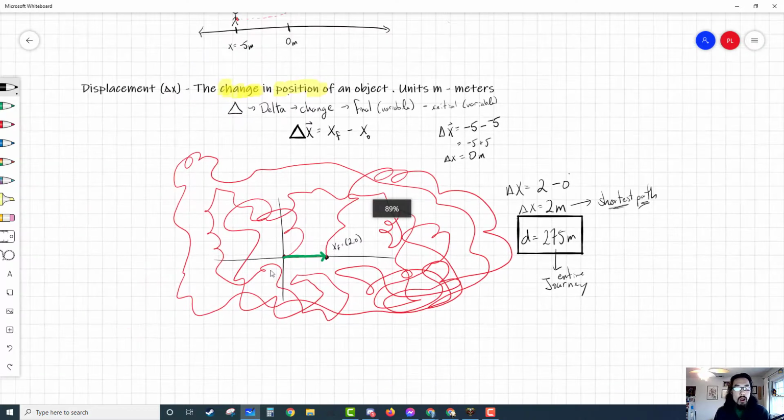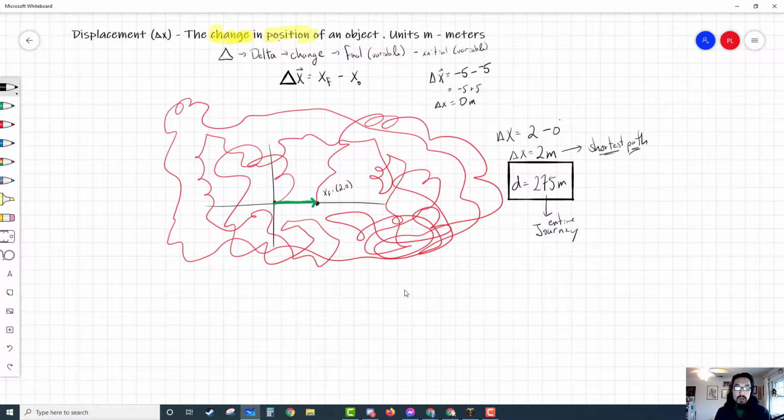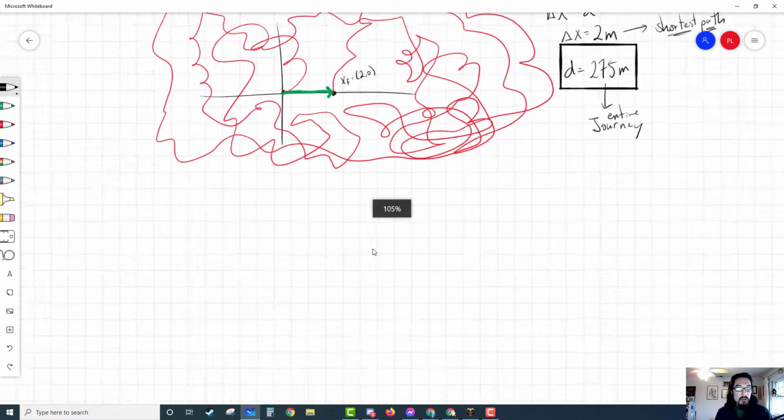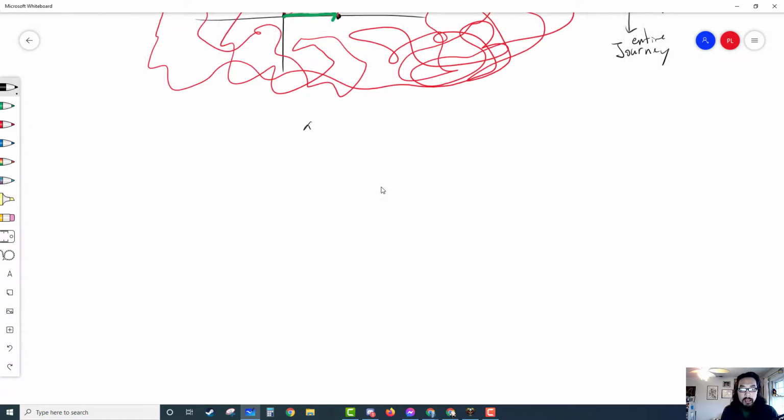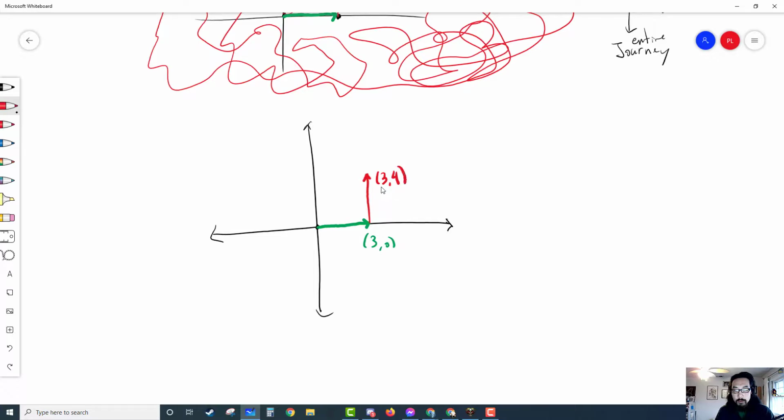All right, so I mentioned this coordinate plane here. We can also use the coordinate plane to find the distance and displacement. So let's try that. If I have a coordinate plane, and let's say we start off here at 0, 0. I'm going to use my different colors, and we travel to the right and end up, let's say, at 3, 0, and then we travel up. Let's do red. Let's say we travel 4 meters up, so this will be 3, 4, right?